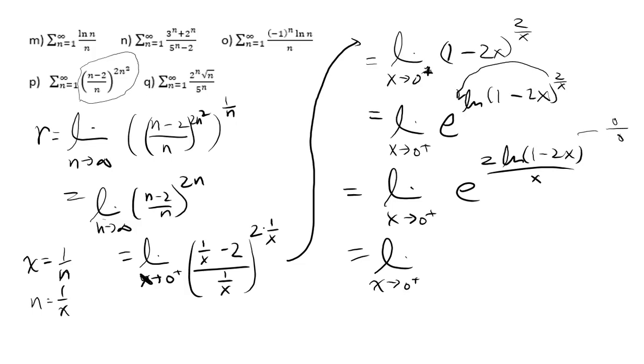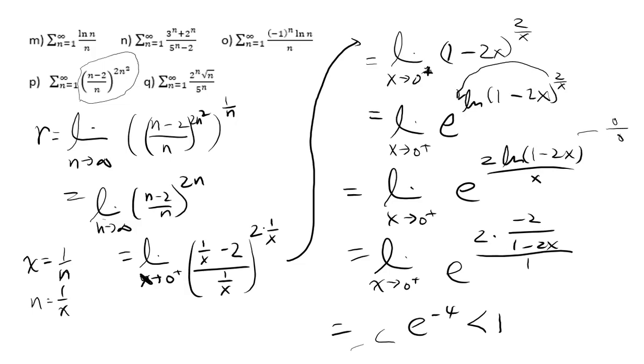So apply L'Hopital's, the derivative will be negative 2 over 1 minus 2x by the chain rule. The derivative of x is just 1. When you plug in 0, you end up with e to the negative 4. And that's actually less than 1, and that's actually bigger than negative 1. So by root test, the series converges.